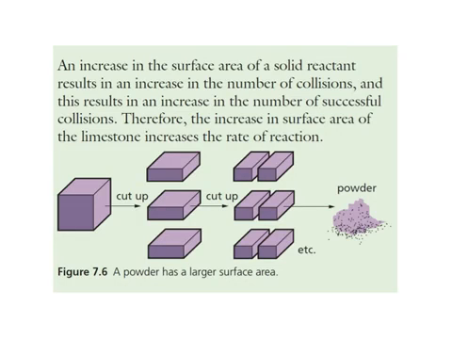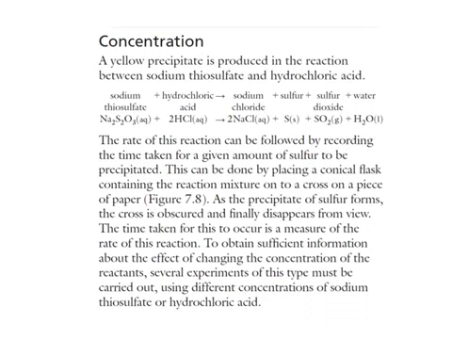Now, the second factor that can affect the rate of reaction is concentration. See, one reaction is taken over here. The yellow precipitate is produced in the reaction between sodium thiosulfate and hydrochloric acid. If you react sodium thiosulfate, that is Na2S2O3, and hydrochloric acid, you will find sodium chloride, sulfur, sulfur dioxide and water as products. Because of sulfur, you will find the yellow color.